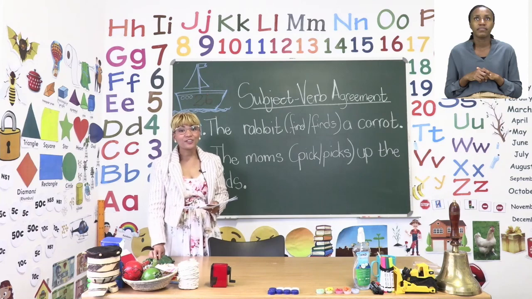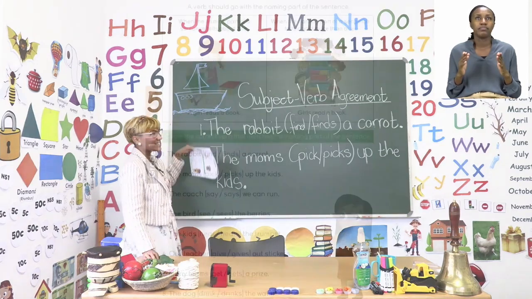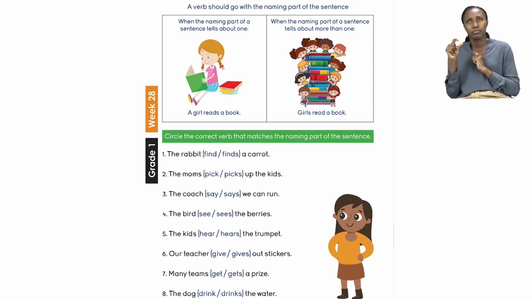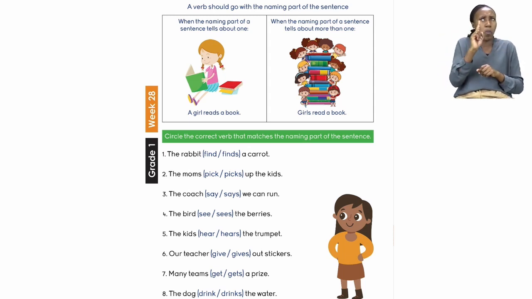Now let's start this part of our lesson on page 26. Here we are doing subject-verb agreement. It says here that a verb should go with the naming part of a sentence. And then it says, when the naming part of a sentence tells about one, then it will read, a girl reads a book. Remember here, we are only talking about one girl reads a book.